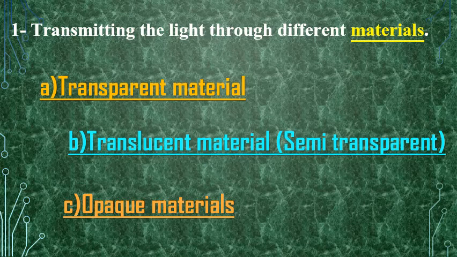First one, we have transparent materials. Second one, translucent materials or semi-transparent. Third one is opaque materials. So let's say them together again. We have transparent materials, translucent materials, opaque materials.